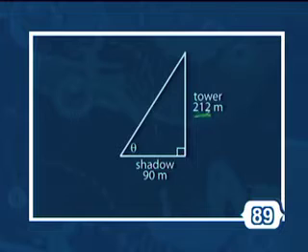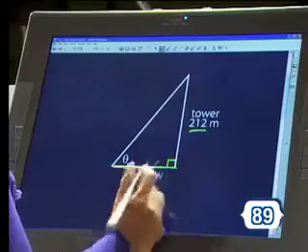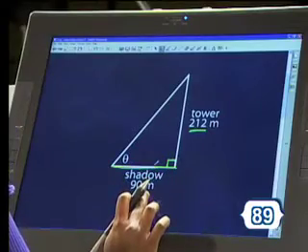So the first step is to get all of this information into a triangle. We know that the length of the tower is 212 meters. Remember what I said to you at the beginning of this lesson, whenever you have buildings and towers, they're always perpendicular to the ground, so therefore we know that the angle it makes with the ground is 90 degrees. We are told that the shadow it casts is 90 meters, so that's on the ground.